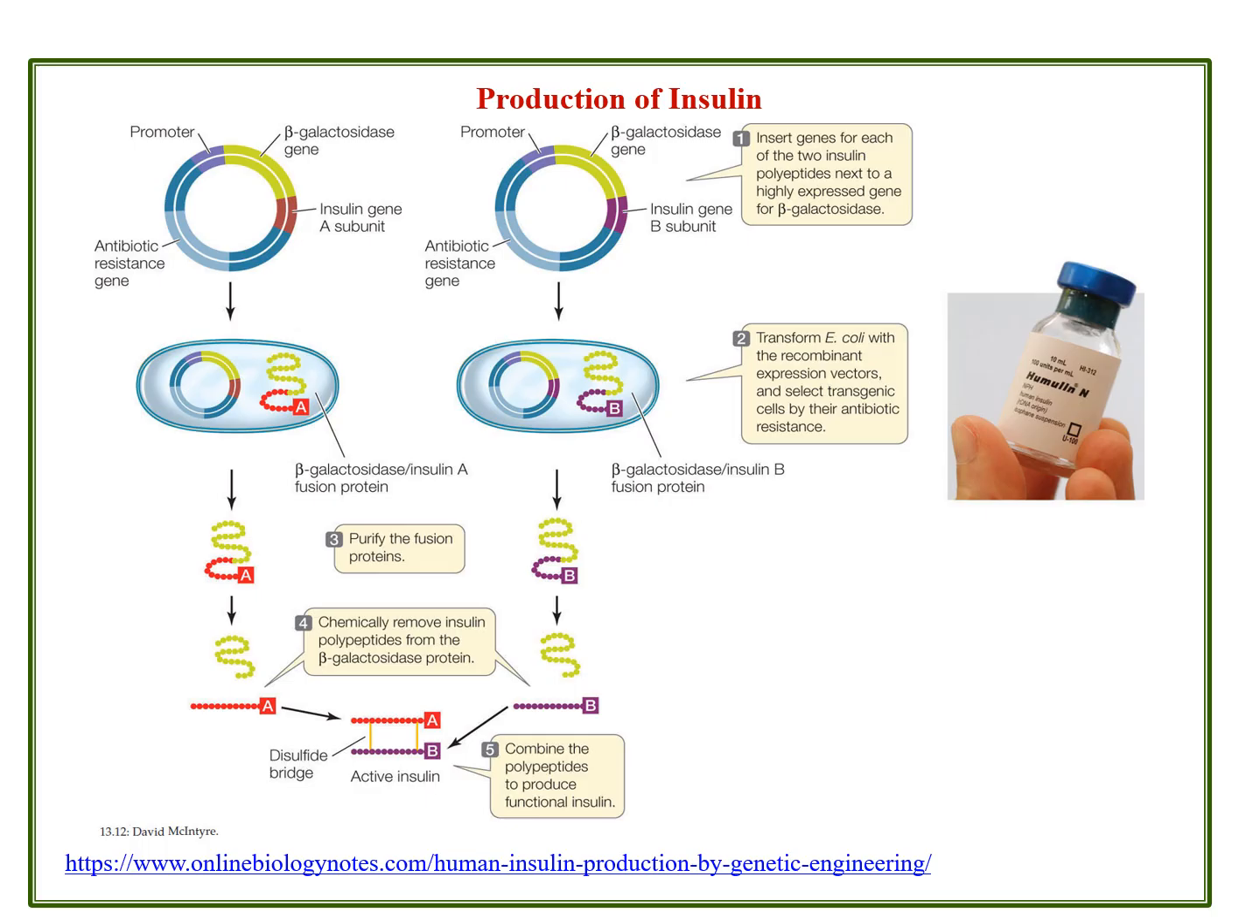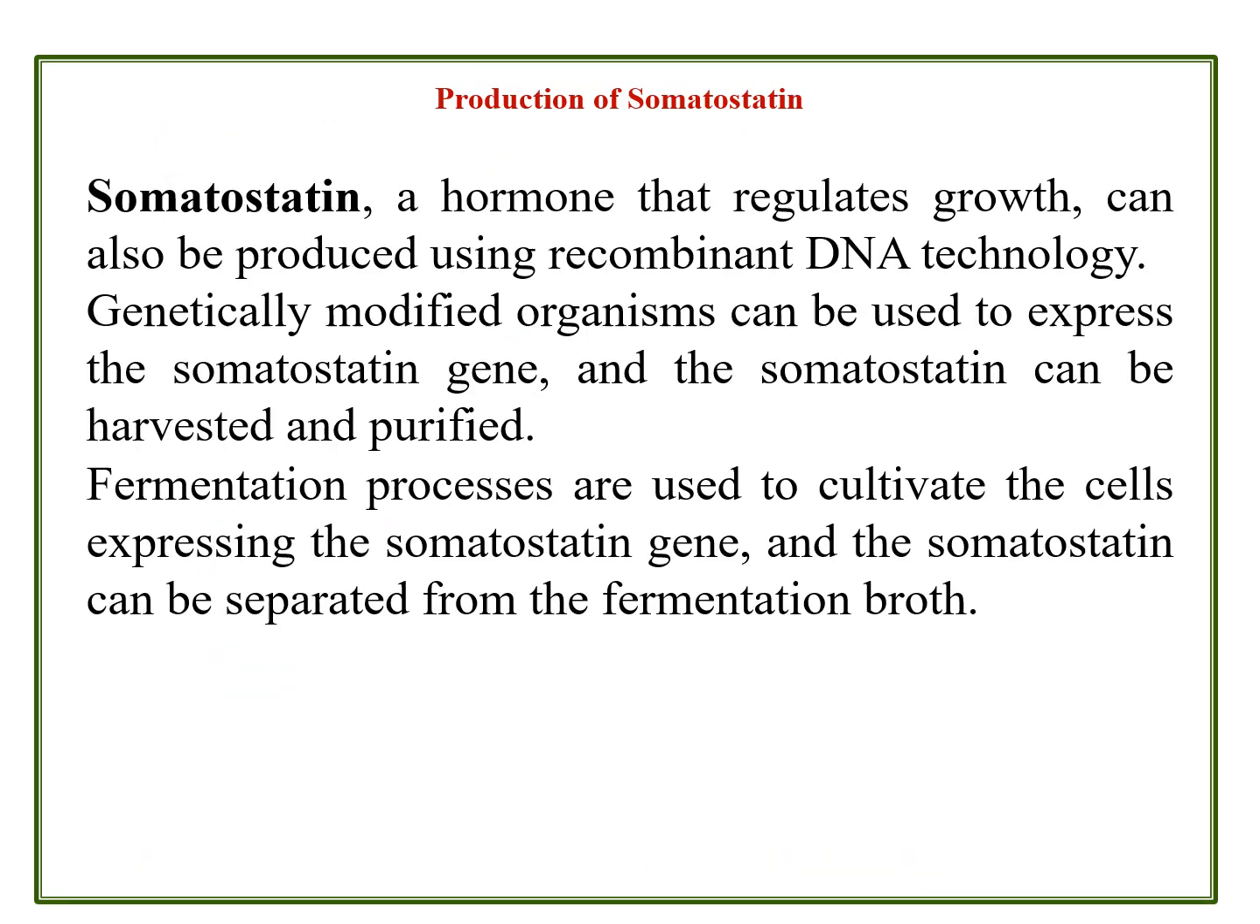and then each A and B chain prepared in this way in the E. coli cells are joined with the disulfide bond, then it will be active insulin. Clear? So this active insulin combines the polypeptides to produce functional insulin. Clear? So then it will be for commercial or pharmaceutical uses for diabetic patients.